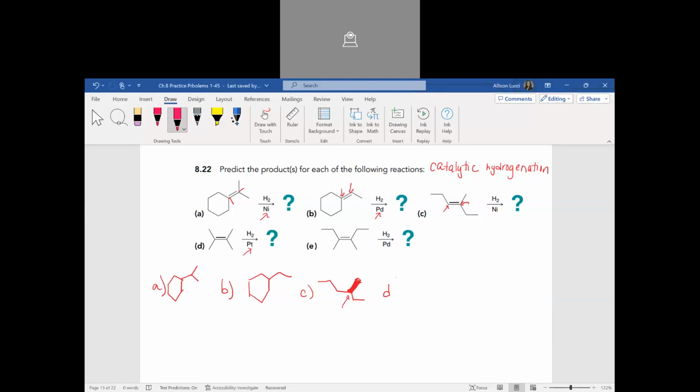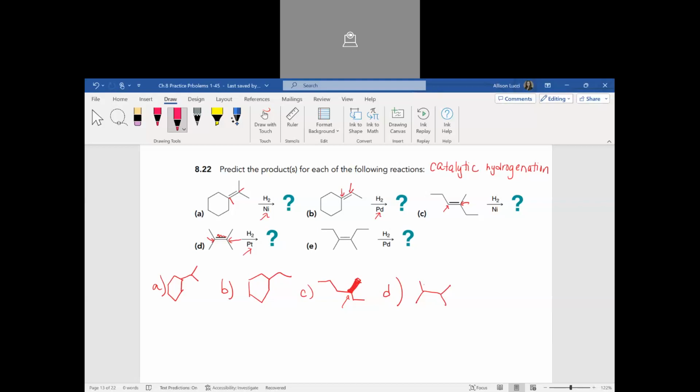So our product for D, in this case, again, we're just going to remove that double bond, and we end up with something that looks like this. We've added hydrogen here, and we have more than one of the same group coming off of each carbon, so we do not have any chiral centers created with example E.